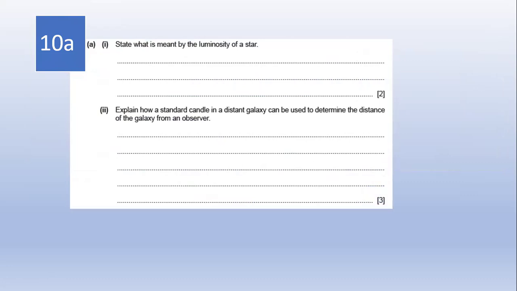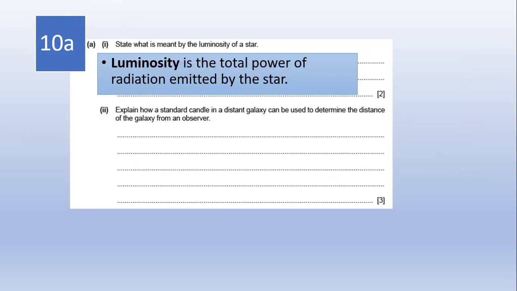State what is meant by luminosity of a star. Total radiant power emitted by the star. Total power of radiation emitted by the star.